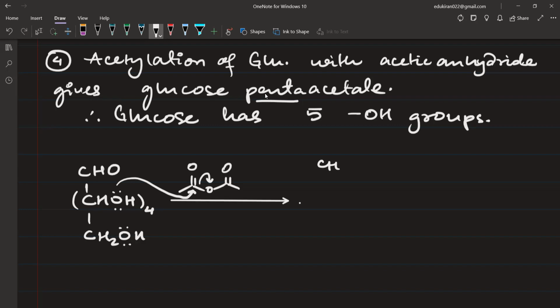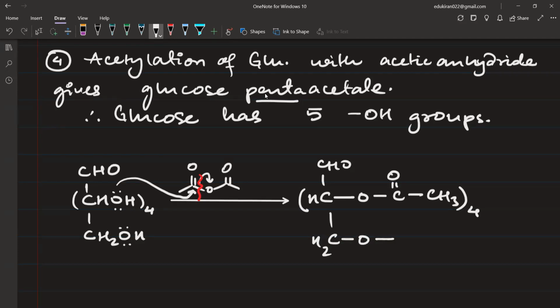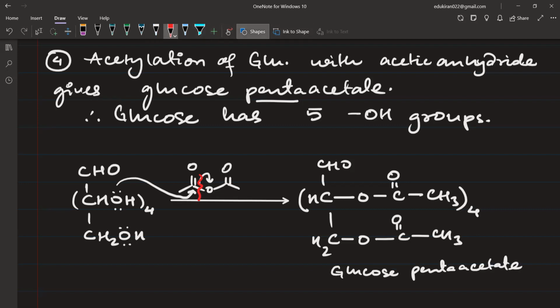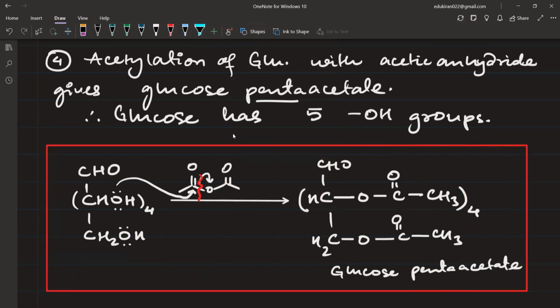ठीक है, so you will get the CHO as it is, followed by carbon, this hydrogen bonded to oxygen. This oxygen is bonded to a carbon atom which is having C double bond O. This is further, देखिए यहाँ से bond टूटता है आपका, and you will get the CH3 that is bonded to C double bond O. This will be 4 times, and here also you will get carbon, 2 hydrogens, oxygen, C double bond O, CH3. This is glucose pentaacetate. Write this reaction.